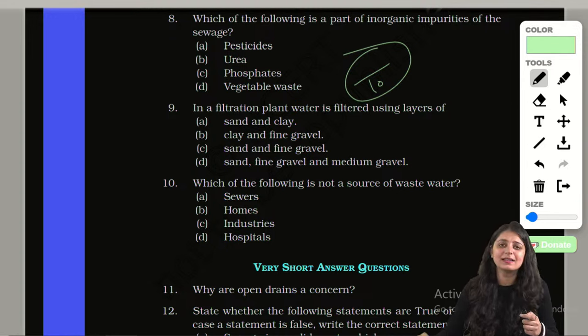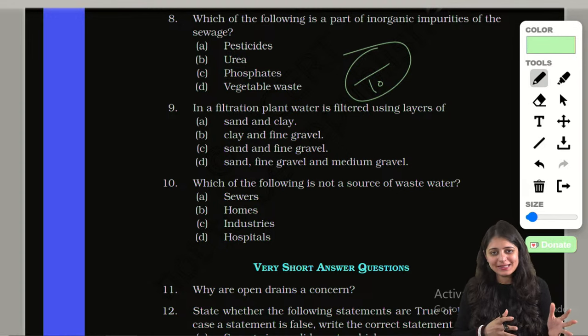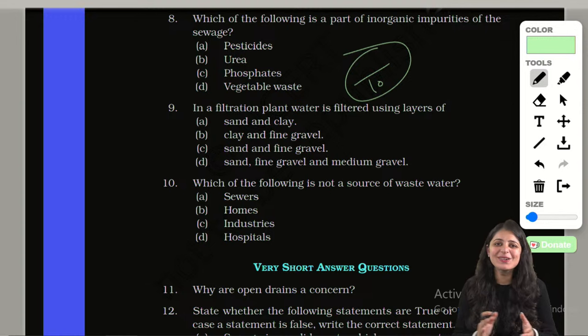Jo aap itne achhe se, from the beginning of the session till the last minute, you people were so very active. So very well done. As I said, this hard work is not going to go wasted. Aapke jitna bhi aap hard work kar rahe ho, uska result aapko definitely milega. So all these long hours that you're putting in, don't worry, bahut achhe marks aayenge. Keep working hard this way.